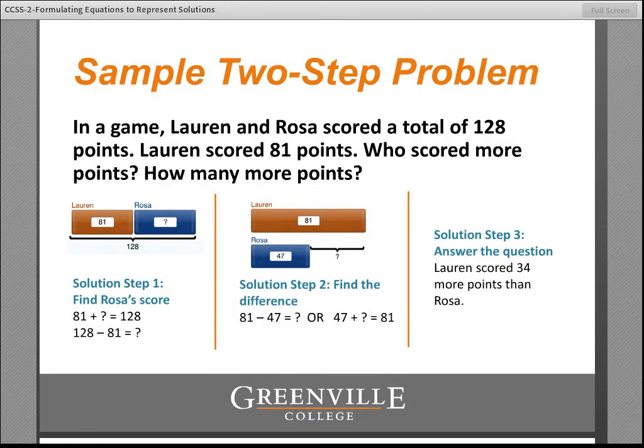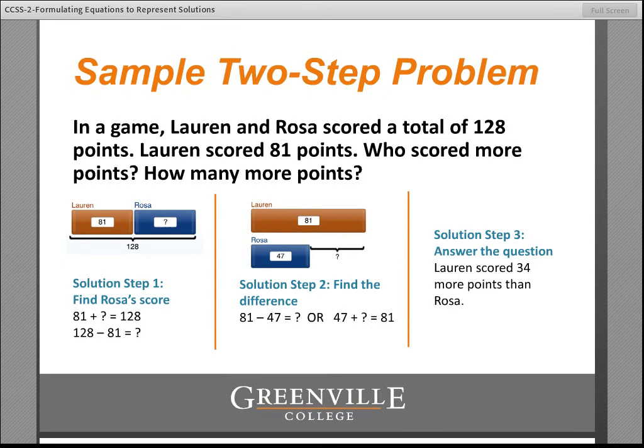So in a game, Lauren and Rosa scored a total of 128 points. Lauren scored 81 points. Who scored more points? How many more points? I might introduce this problem with some prompts. So this problem's about Lauren and Rosa. What are they doing? Oh, playing a game. Do we know who's winning? No? Is that what we're trying to find out then?